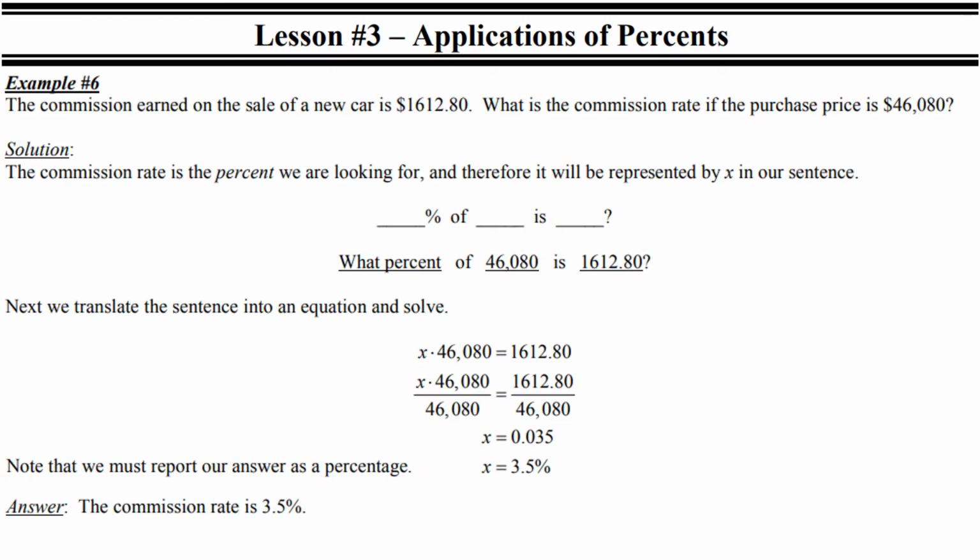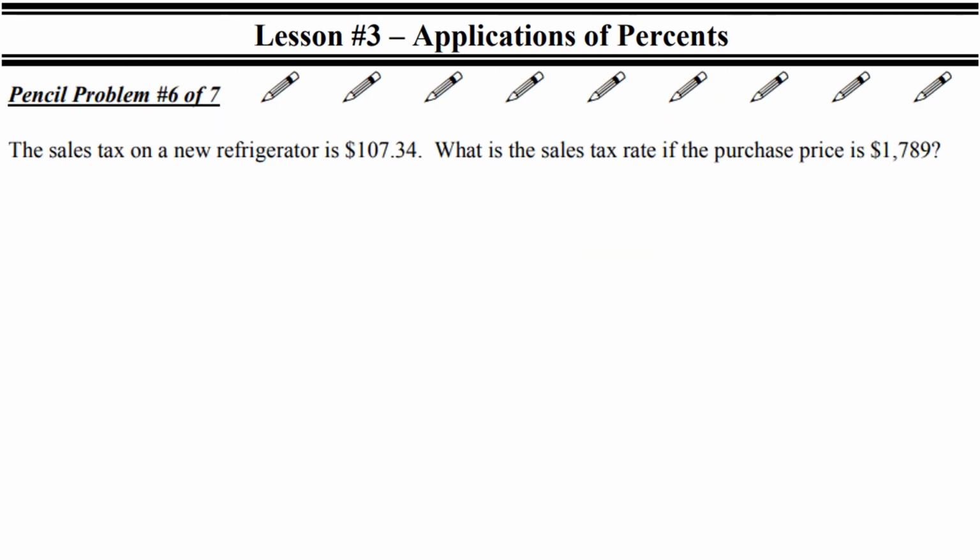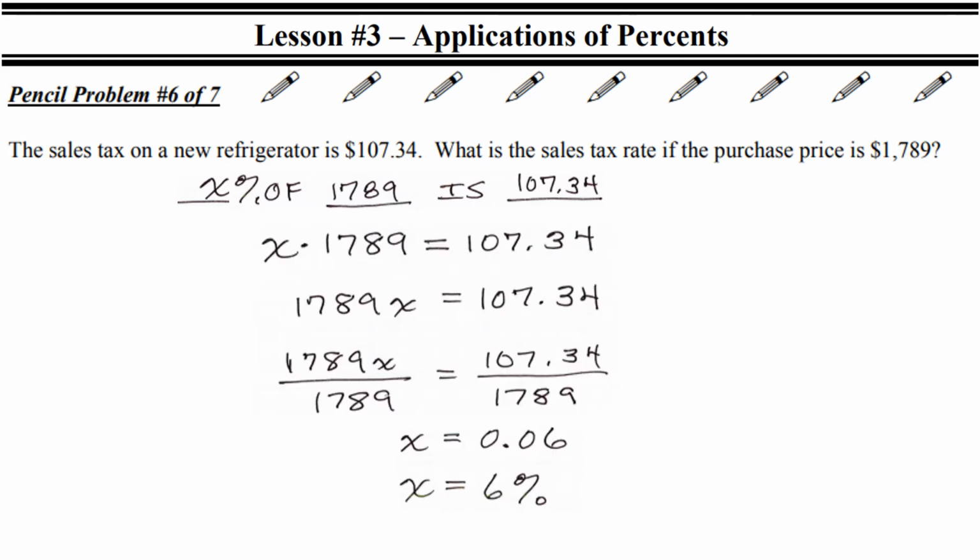And here's the solution typed up. Here's pencil problem number 6. Again, this solution is available in video form in a separate video, and the solution is as follows. We have to set up our original sentence, and then after translating it, we solve it. And here's another example where you're solving for the percent. So once you find it in decimal form, you change it over to a percentage.